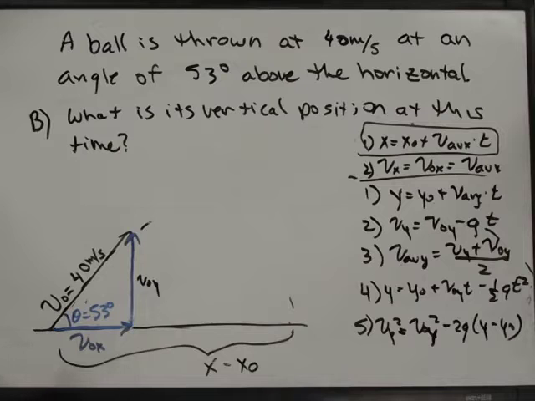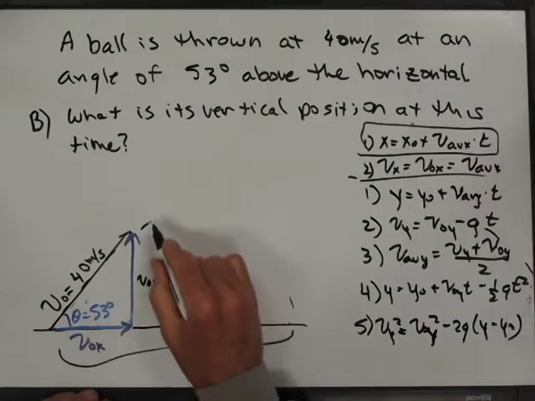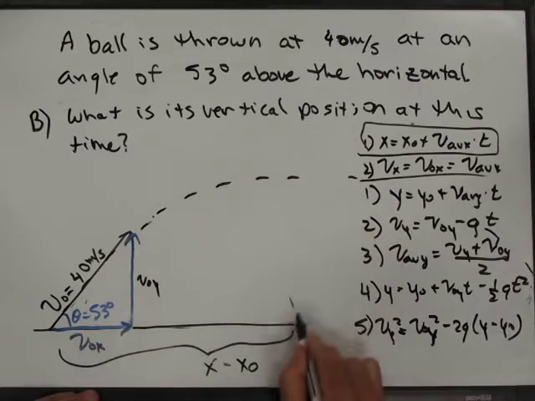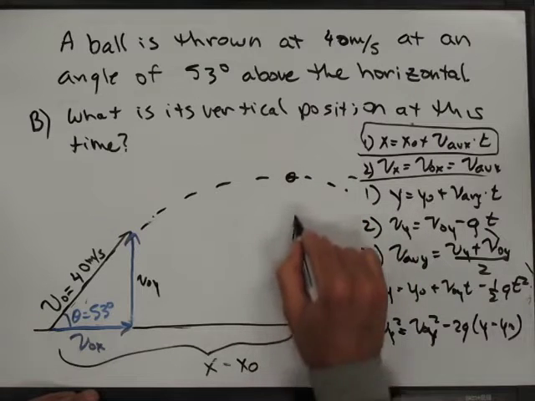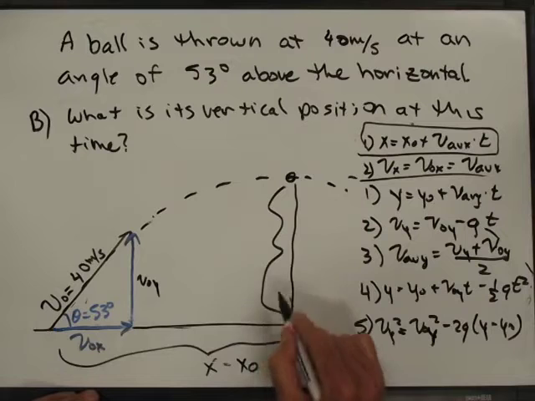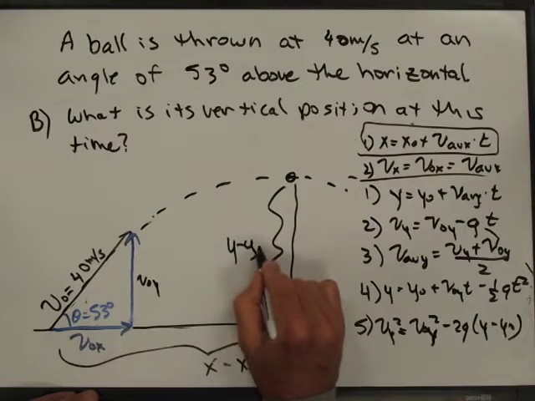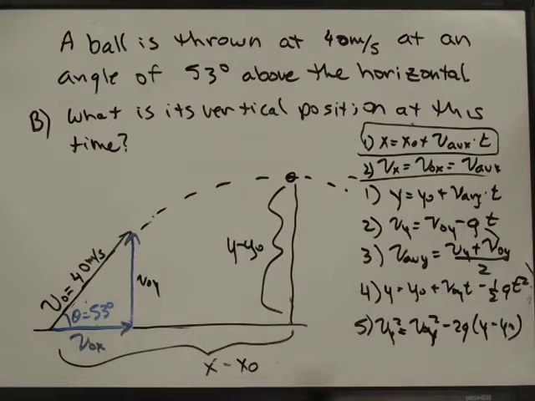Then I can ask, well, what's its vertical position at this time? Right, here it is again. It's at this spot. It's getting ready to come back down. This is y minus y naught. There are a bunch of ways to calculate this, but equation 5 looks pretty good, right?